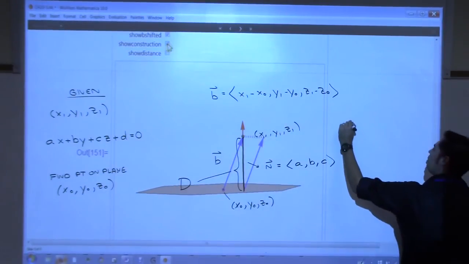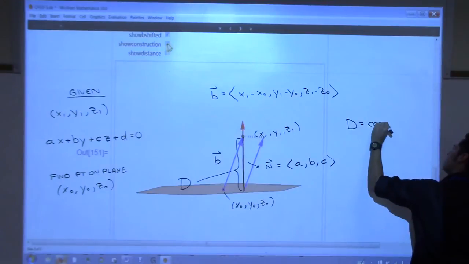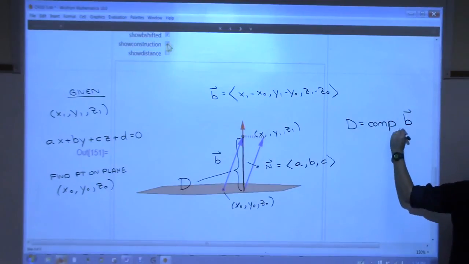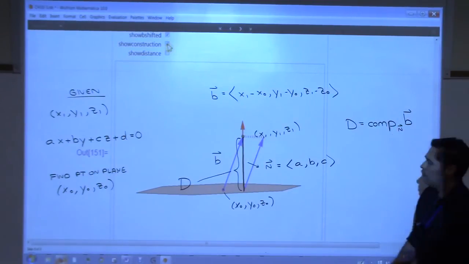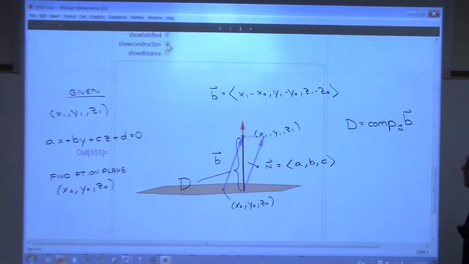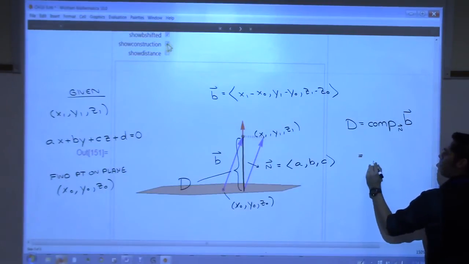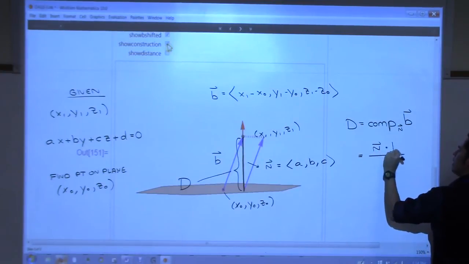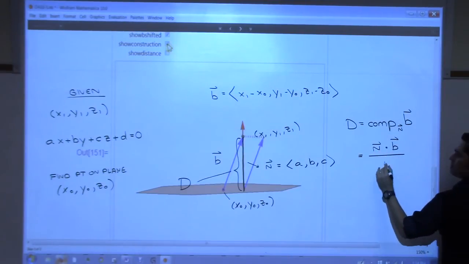It should be equal to the component of what did he say? What onto what? B onto N, right? We are taking this B vector, which is here, we are projecting it onto the red vector, which is N. I hope that makes sense. And then what is this by definition? N dot B. Could I do B dot N? Yes, doesn't matter. But at the bottom is magnitude N.